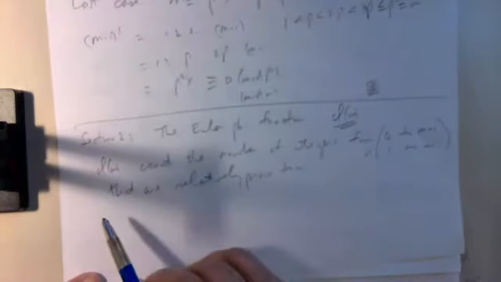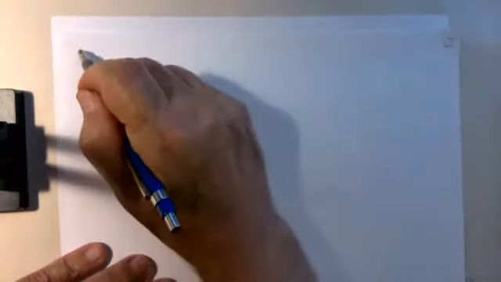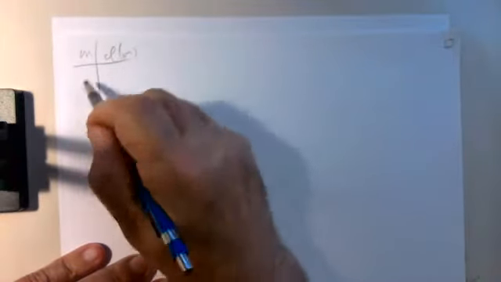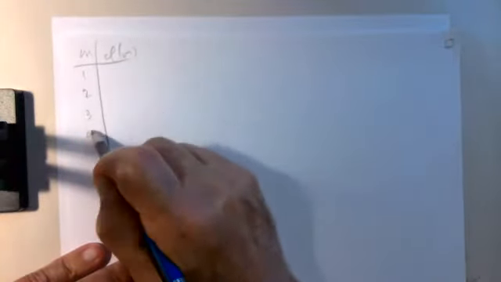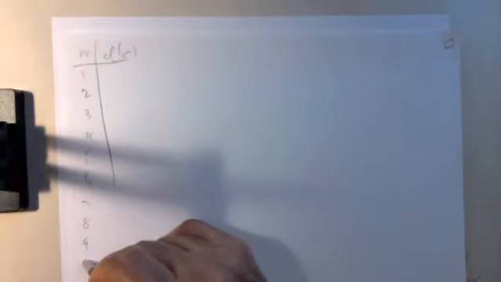So let's start with the table. And I should point out there are 2 typographical errors in the book. So the table is important. So here, m, phi of m, 1, 2, 3, 4, 5, 6, 7, 8, 9, 10.